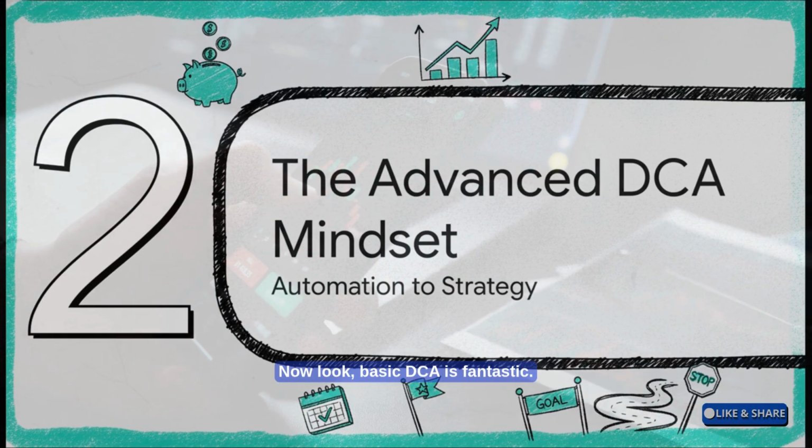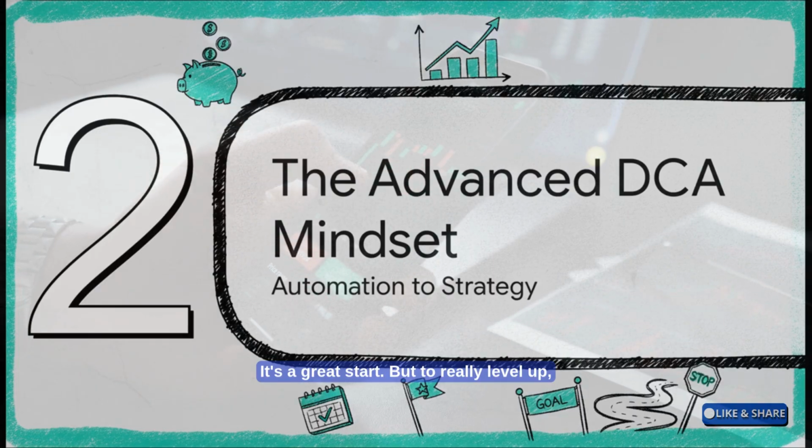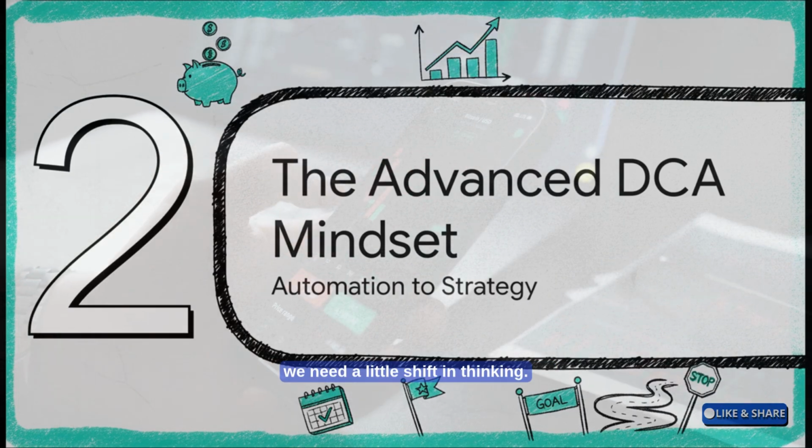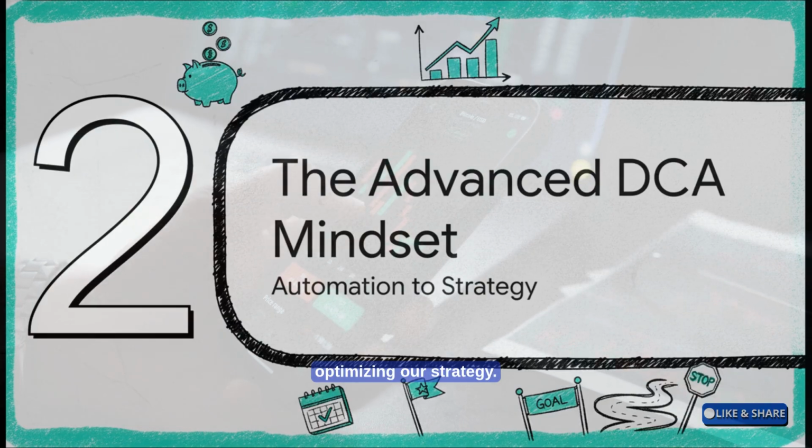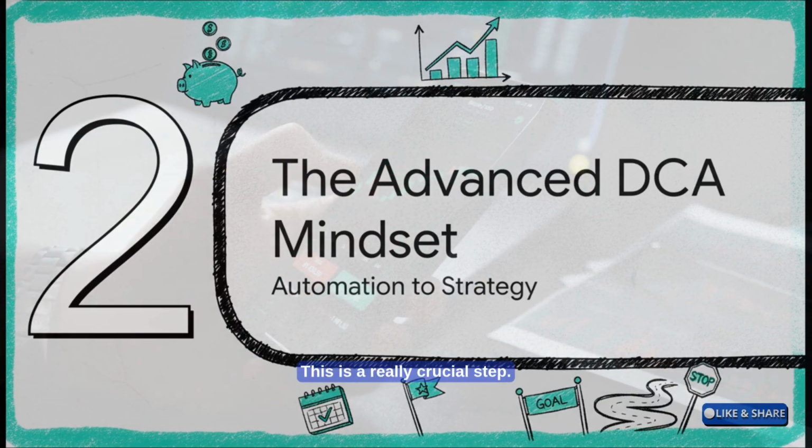Okay, Section 2, the advanced DCA mindset. Now look, basic DCA is fantastic. It's a great start. But to really level up your game, we need a little shift in thinking. We're moving from just setting it and forgetting it to actively optimizing our strategy. This is a really crucial step.